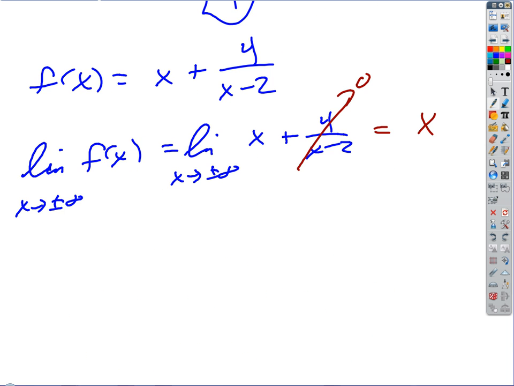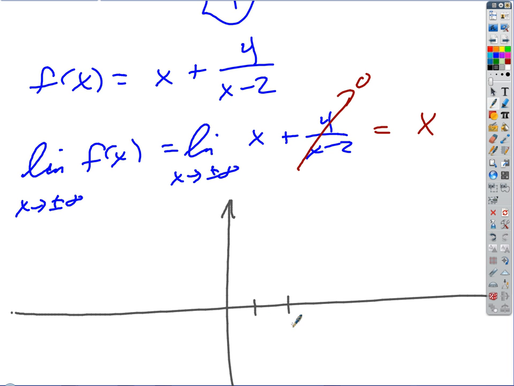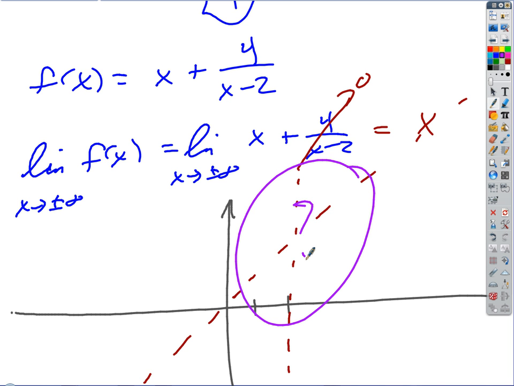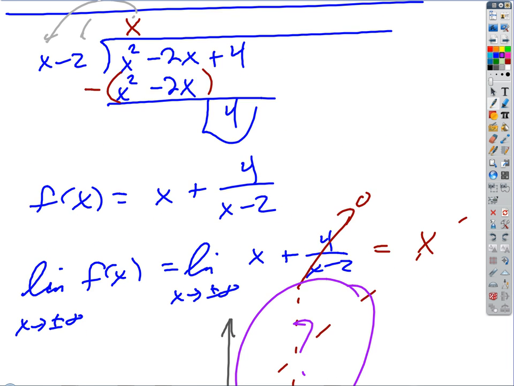So if we sketch this, there's a vertical asymptote. And then our slant asymptote was just the line y equals x. And so that's what we get, right? Now, once again, we don't know what the function is doing in there, but out at the tails, it's going to stick to that slant asymptote, right? Make sense? Okay, so let's build our table.